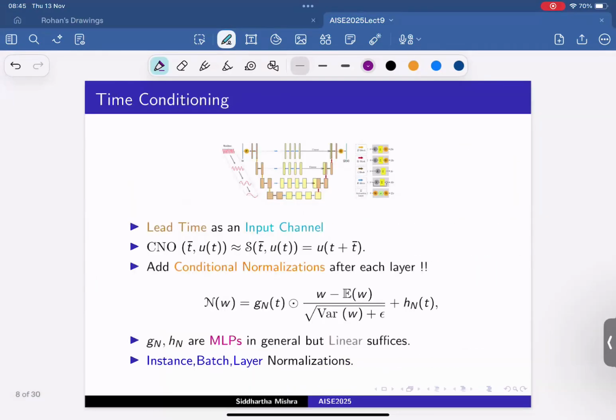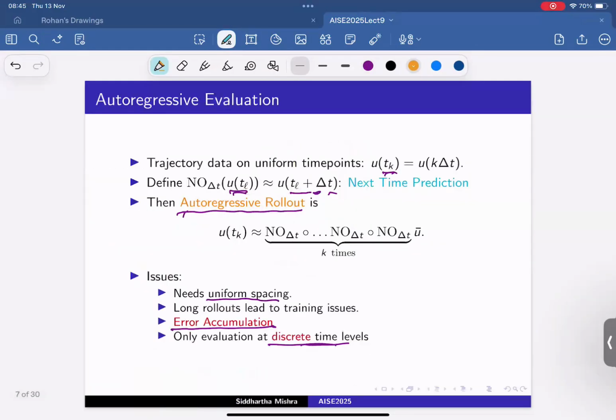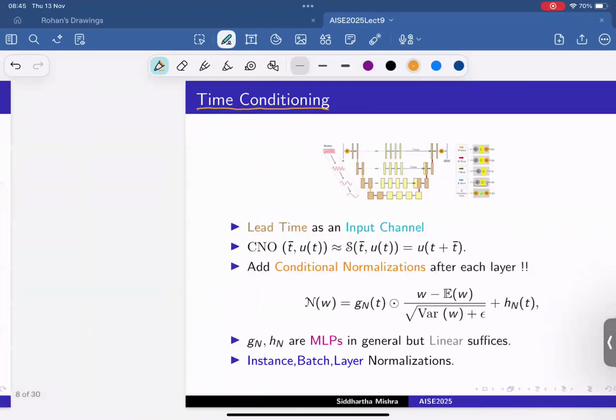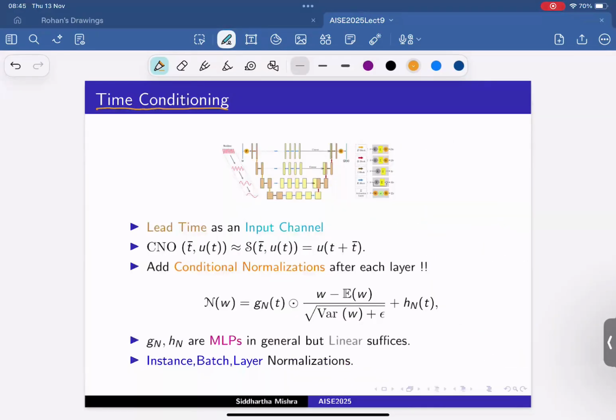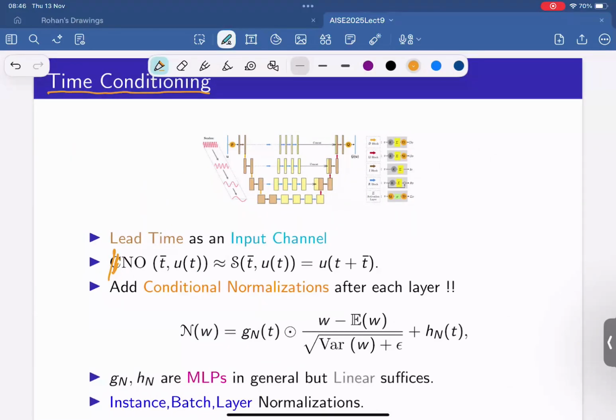The second viable option, which I would say is a better option in some sense, is called time conditioning. Because the issue here is that this was just discrete interpolation, right? This is much more of a continuous time interpolation. I don't know why I said CNO. It must be any NO, right? Because this applies to anything, but maybe CNO was an example. Okay, now I understand. So here CNO is an example.